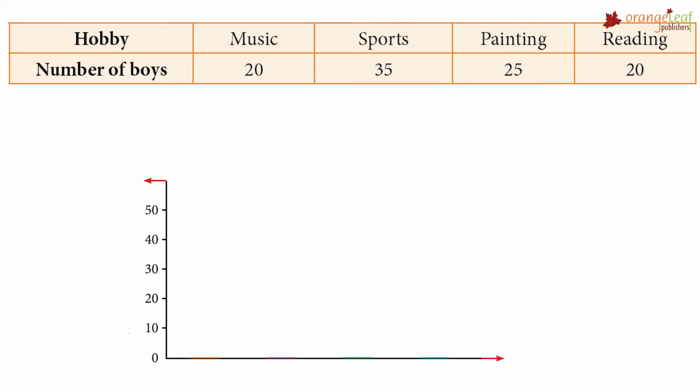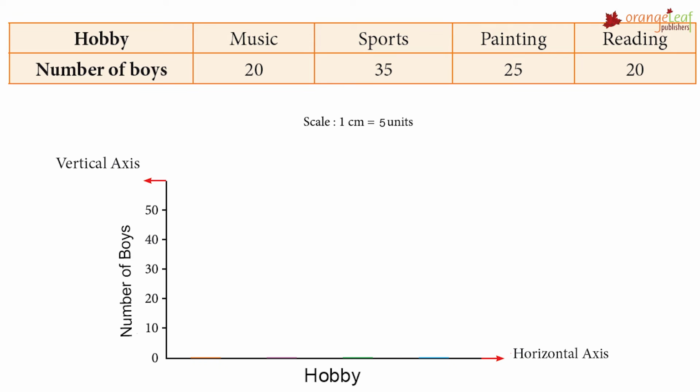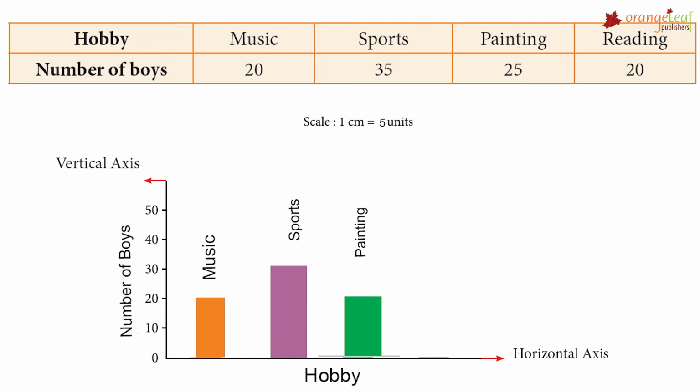We first select the scale for our graph, which is 1 centimeter is equal to 5 units. We now draw the horizontal and vertical axis. The horizontal axis tells us about the hobbies, and the vertical axis tells us about the number of boys. After this, we start drawing the bars. The first bar for music would be at 20. The second for sports would be at 35. The third for painting would be at 25. And the fourth for reading would be at 20.